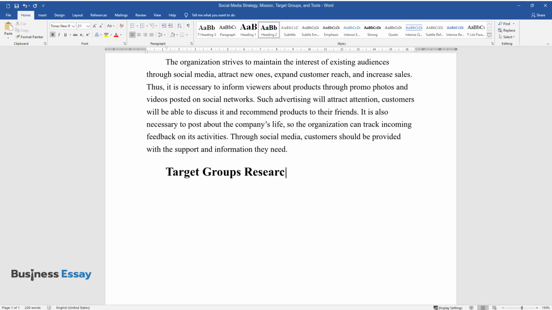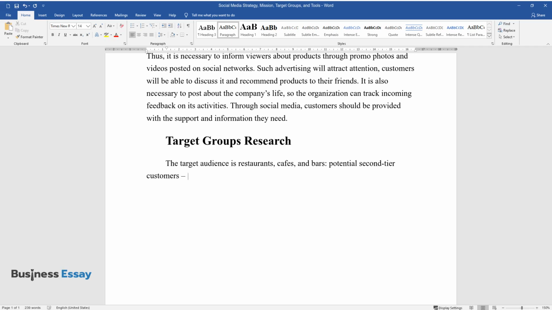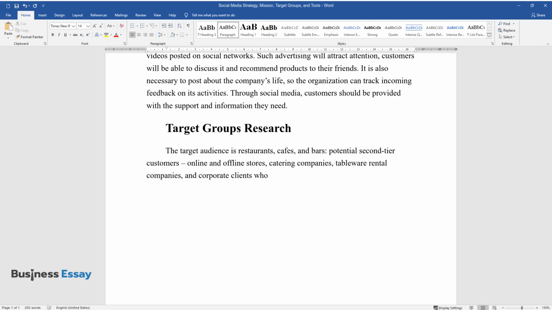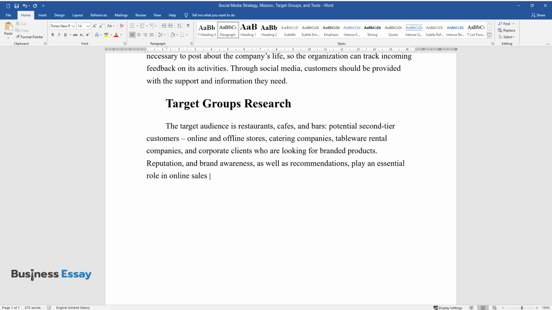Target groups research. The target audience is restaurants, cafes, and bars, potential second-tier customers, online and offline stores, catering companies, tableware rental companies, and corporate clients who are looking for branded products. Reputation and brand awareness, as well as recommendations, play an essential role in online sales to restaurants, cafes, and bars.